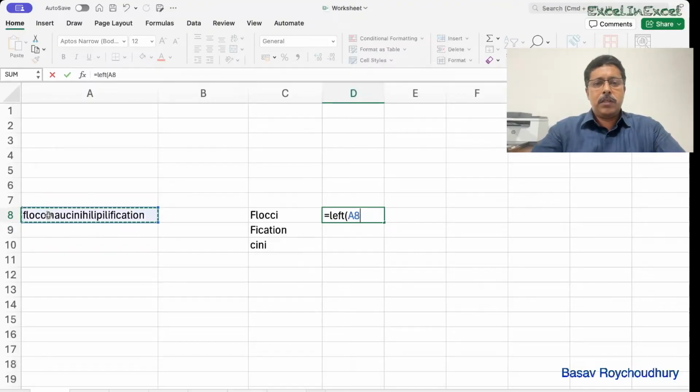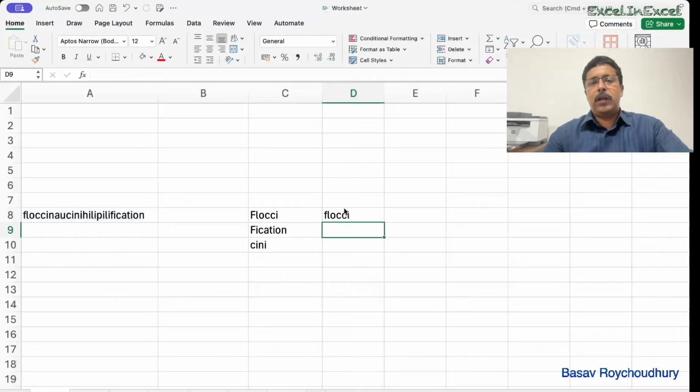So what is our text? This is the text. And how many characters do I want to extract? I want to extract 6, because floxy has 6. Of course, I have counted this manually and I know there are 6 characters. So there I get floxy. I gather you would say that I haven't got the F in capital letters, but we'll have ways to do that as we go a little forward today.